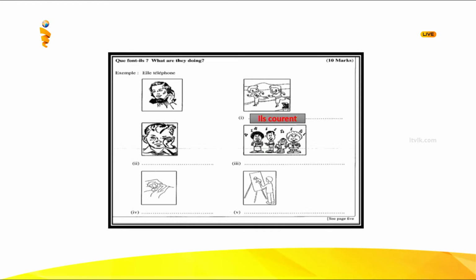In this question, there are pictures given and they are related to an action. We need to identify the action and use a subject pronoun and a verb and explain the action. For example, the first picture in the example is the telephone. Question number 1, there are 2 kids running, so you can say "Il court."